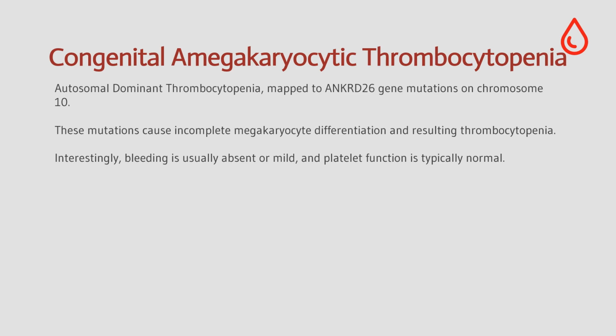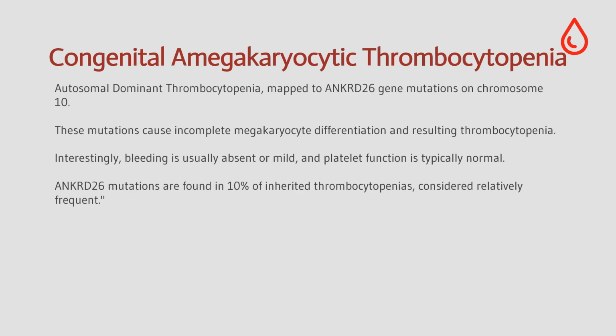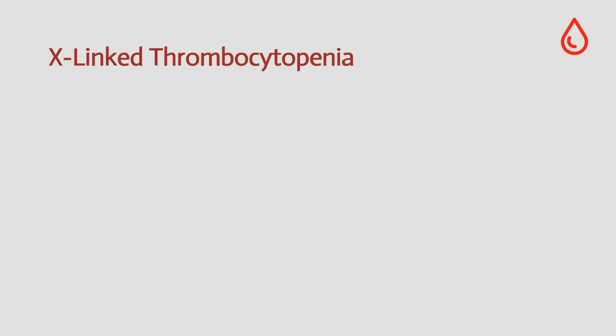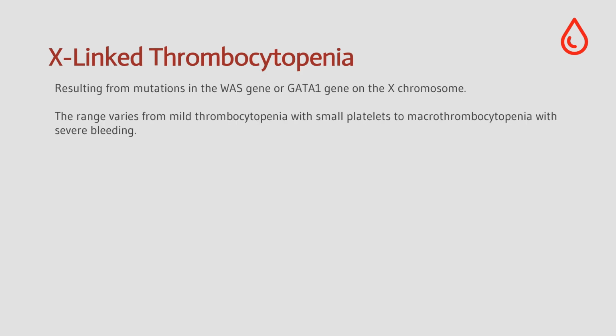Interestingly, bleeding is usually absent or mild, and platelet function is typically normal. ANKRD26 mutations are found in 10% of inherited thrombocytopenias, considered relatively frequent. X-linked thrombocytopenia results from mutations in the WAS gene or GATA1 gene on the X chromosome. The range varies from mild thrombocytopenia with small platelets to macrothrombocytopenia with severe bleeding.